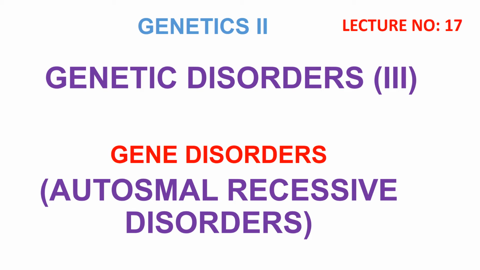We are in the chapter of genetic disorders. In the previous lecture, we discussed the autosomal dominant disorders, which are a type of gene disorder or Mendelian disorder. In this lecture, we are going to discuss the autosomal recessive disorders.